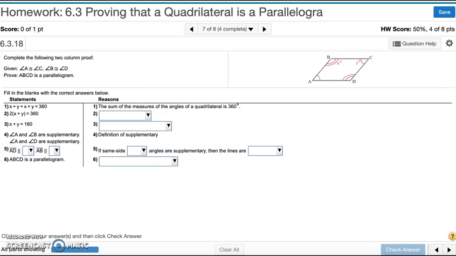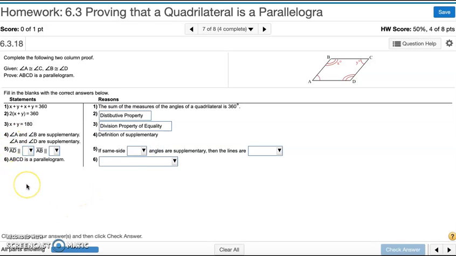Number 7, complete the following 2-column proof. We're given that A and C are congruent to each other, and B and D are congruent to each other. And we need to prove that ABCD is a parallelogram. So the first statement says all 4 angles add up to 360, and that is because the sum of the measures of the angles of a quadrilateral is 360 degrees. From there, going from statement 1 to 2, they combined like terms and then factored out a 2. They're able to do that from the distributive property. It's the reverse of the distributive property. Going from 2 to 3, they divided by 2 on both sides, so that's the division property.